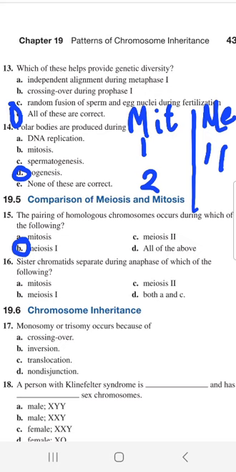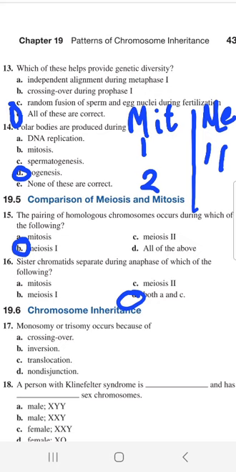Question number 16. Sister chromatids separate during anaphase of which of the following? So we are talking about sister chromatids. Mitosis, yes. Meiosis 1, no, it's the homologous pairs that separate, not sister chromatids. Meiosis 2, yes, it involves the separation of sister chromatids, so it is both A and C.